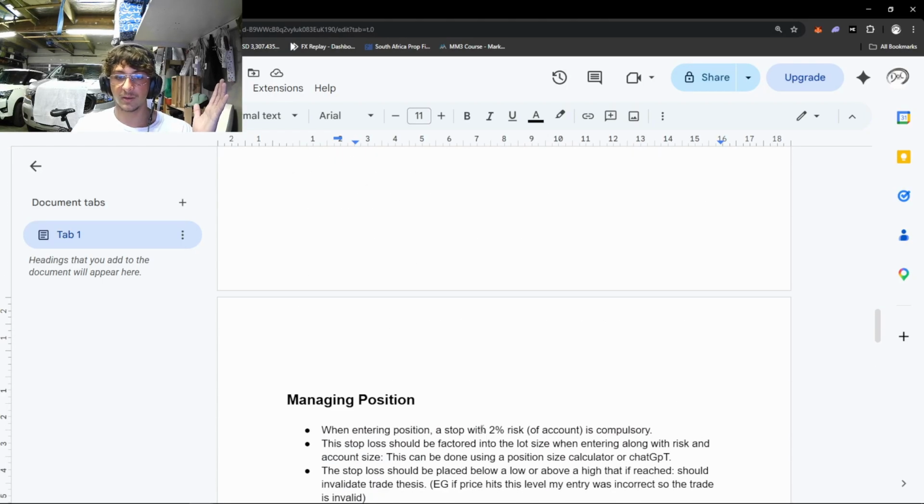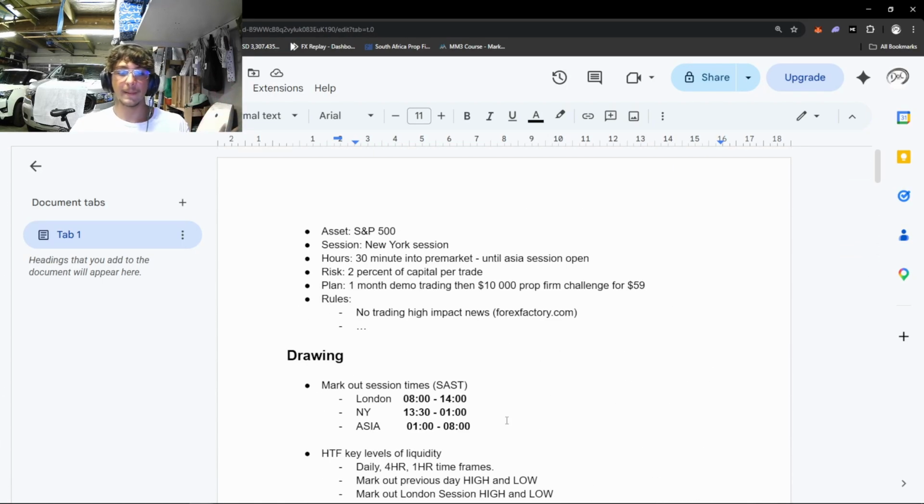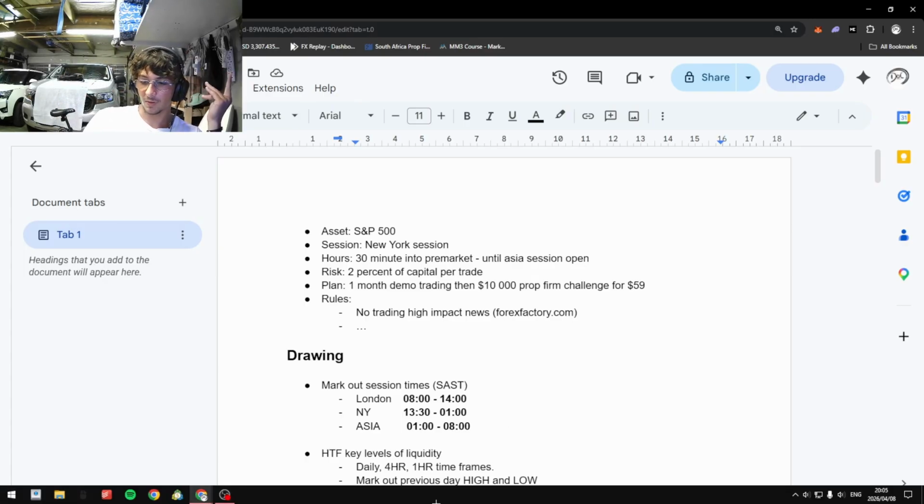Okay. That was our new trading plan. I'm trading on the S&P 500 in the New York session. This is a big change. I used to trade gold on the London session, and before that I used to trade GBP JPY on the London session as well. I'll be trading for 1 month on paper money, so until the 8th of May. That's when I'll be starting a prop firm.